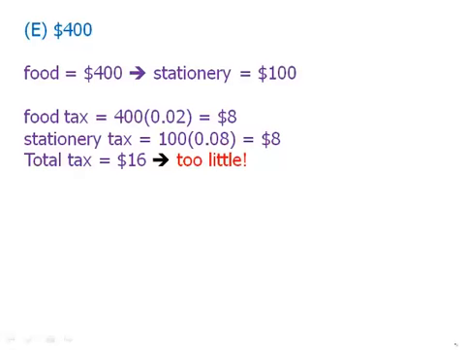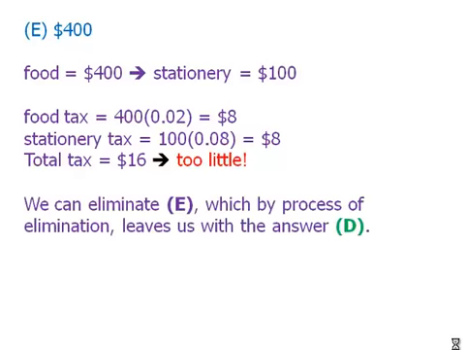E is too little as far as the amount of tax, and so that leaves the only right answer. The only possible answer would be D. So after 2 choices, we are done. We know that D has to be the answer.